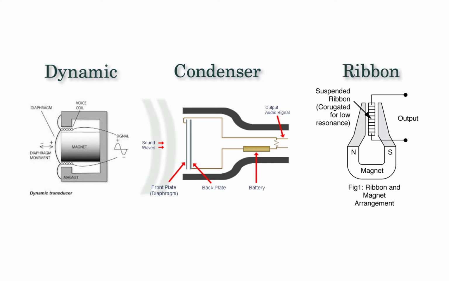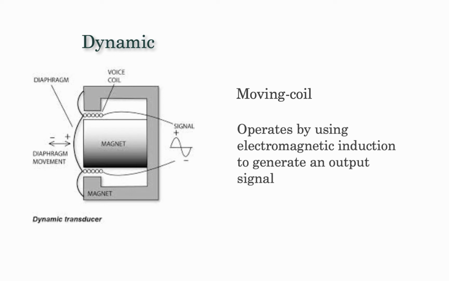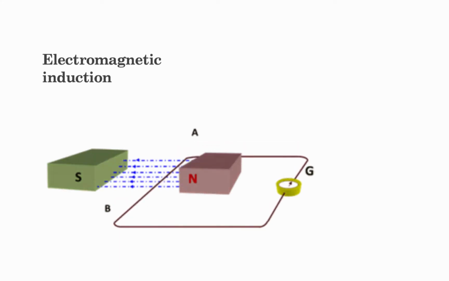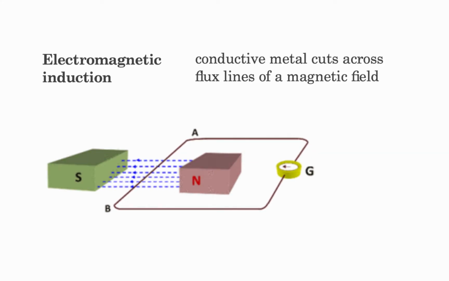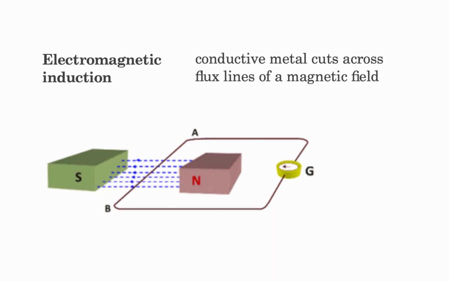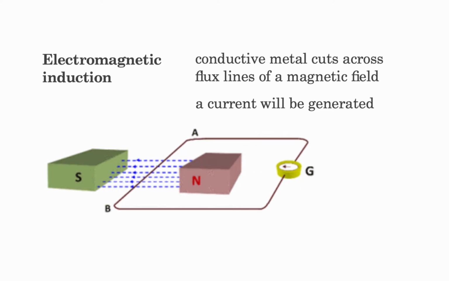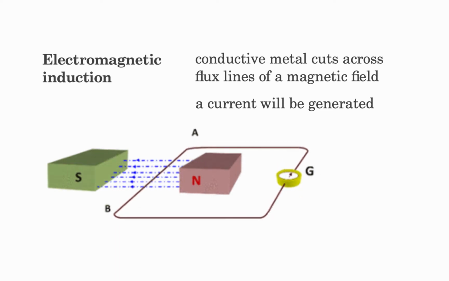The type that perhaps we use the most is the dynamic microphone, sometimes known as moving coil. It operates by using electromagnetic induction to generate an output signal. Electromagnetic induction is whenever an electrically conductive metal cuts across the flux lines of a magnetic field, a current of specific magnitude and direction will be generated within that metal.